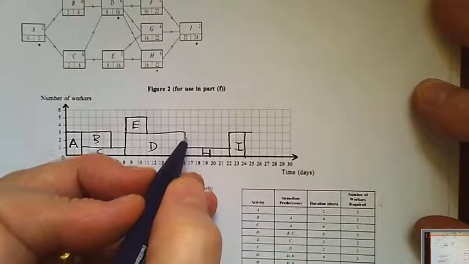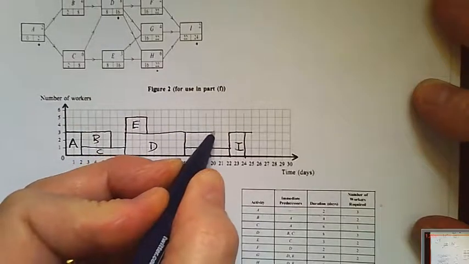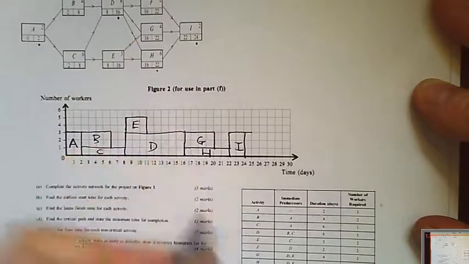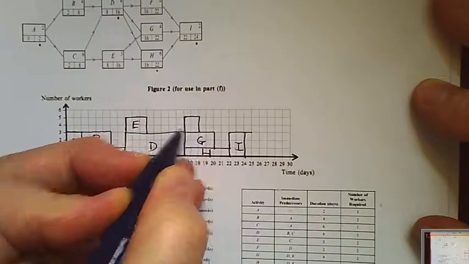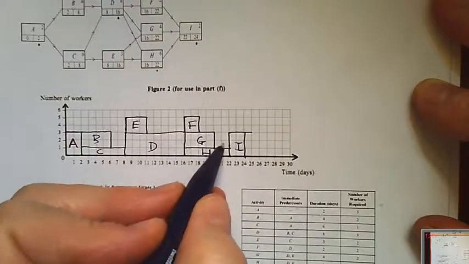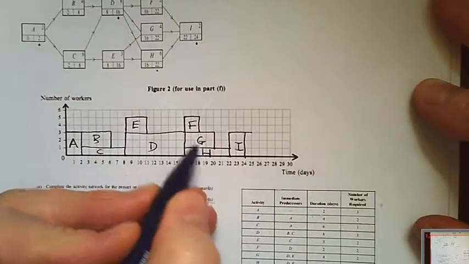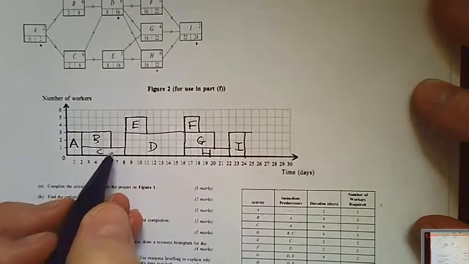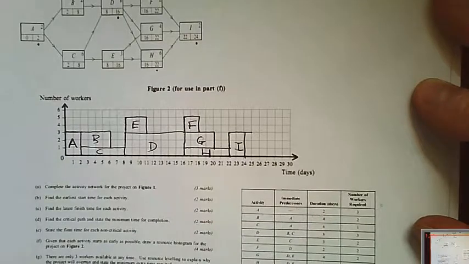We're going to put G at the bottom, so 4 days, and F above it, 2 workers for 2 days. The reason I've done that is to avoid having any gaps underneath. It's a histogram, so it shouldn't have holes underneath. If I put G above F, that would have been wrong. And there's your resource histogram done. So that's another 4 marks.